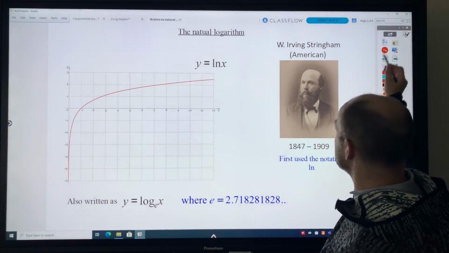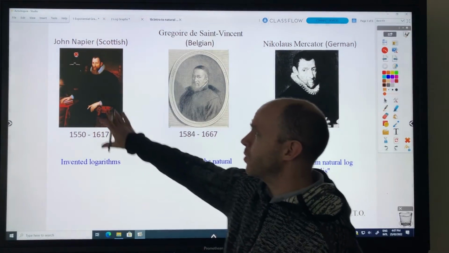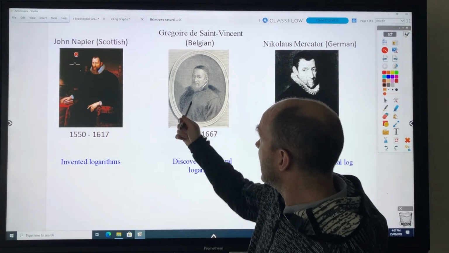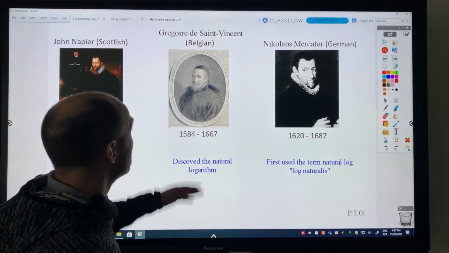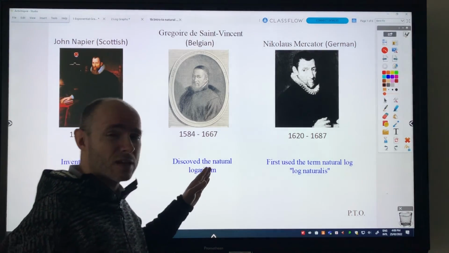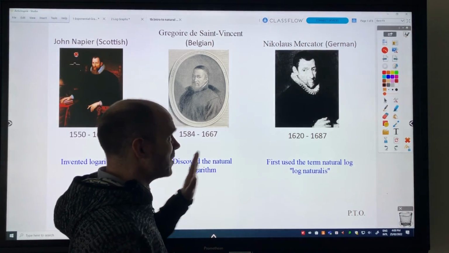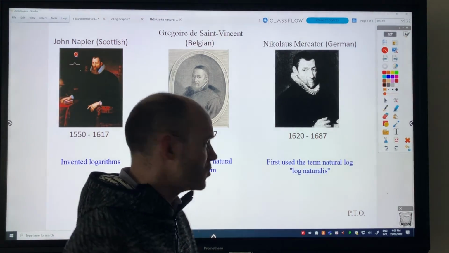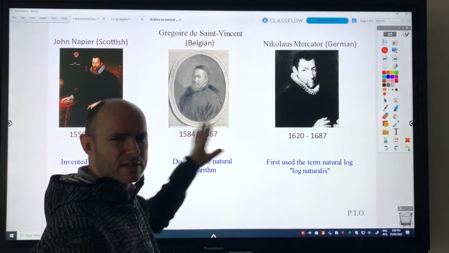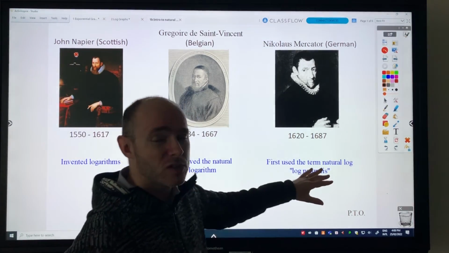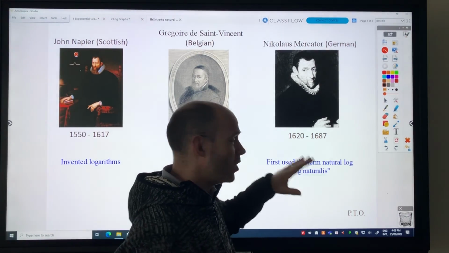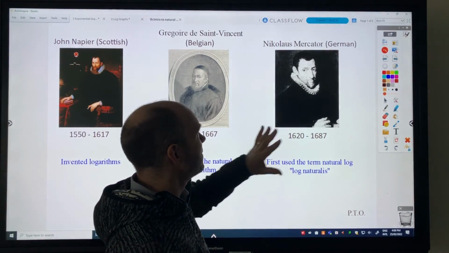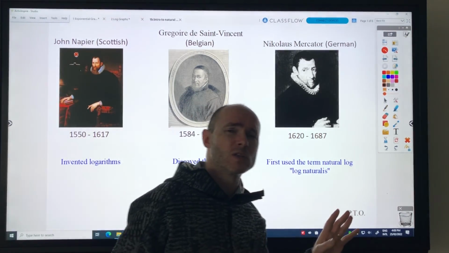Now, while I'm on the subject of mentioning people, you may be aware that John Napier, the inventor of logarithms, was Scottish. Now, this mathematician, you don't hear of many Belgians, do you, but Grégoire de Saint-Vincent, he actually discovered the natural logarithm himself. So although it took a long time for us to use the notation ln x, it was actually discovered way back in the 16th, 17th century. And the first use of the term logarithmus naturalis, remember that is Latin, was in the 1600s, by the German mathematician Nicolaus Mercator.